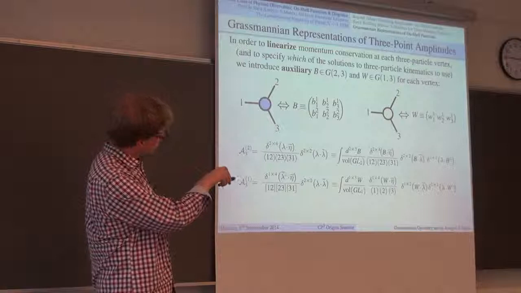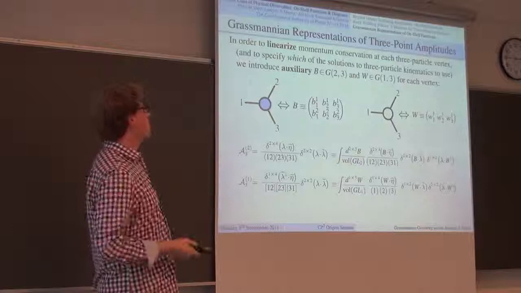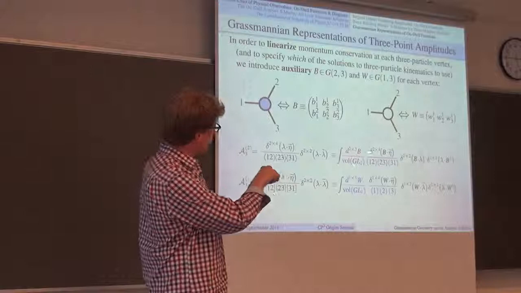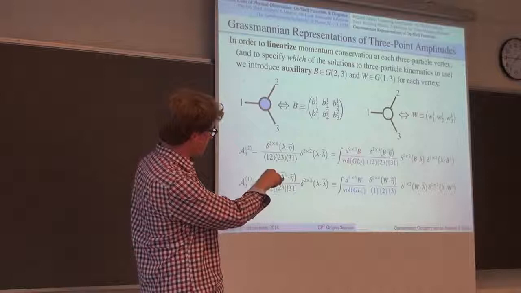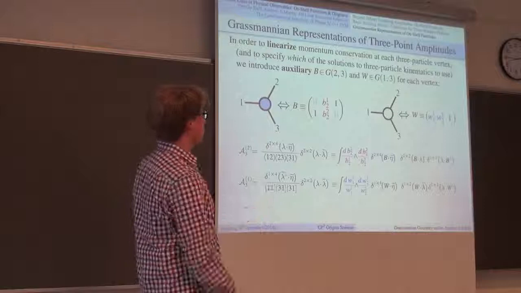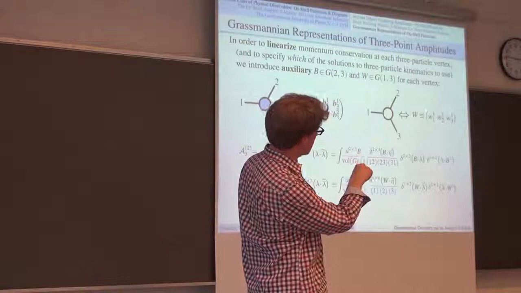So first let me explain what I mean by these things. First, what do I mean by the integration modulo GL2? What I mean by this is, pick a gauge. So what I mean by this volume form is to choose any two of the columns to be the identity matrix, and then write the product of all the cyclic minors of this matrix, and you get this or that or that. And similarly for the W, this little 1, 2, 3 down here means the 1x1 minor, which is just W1, W2, W3, down there in the denominator. So that's just an instruction to pick a gauge.